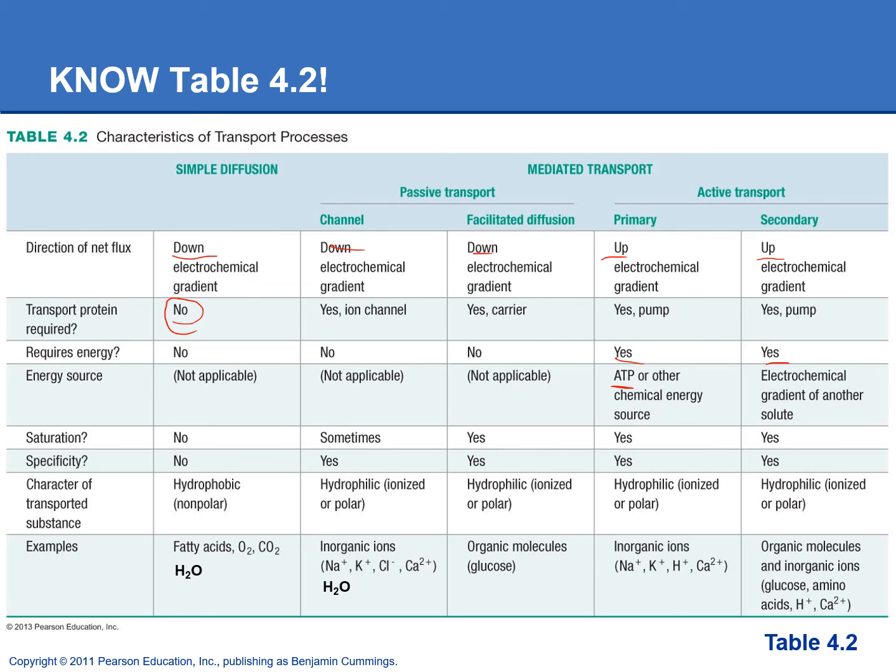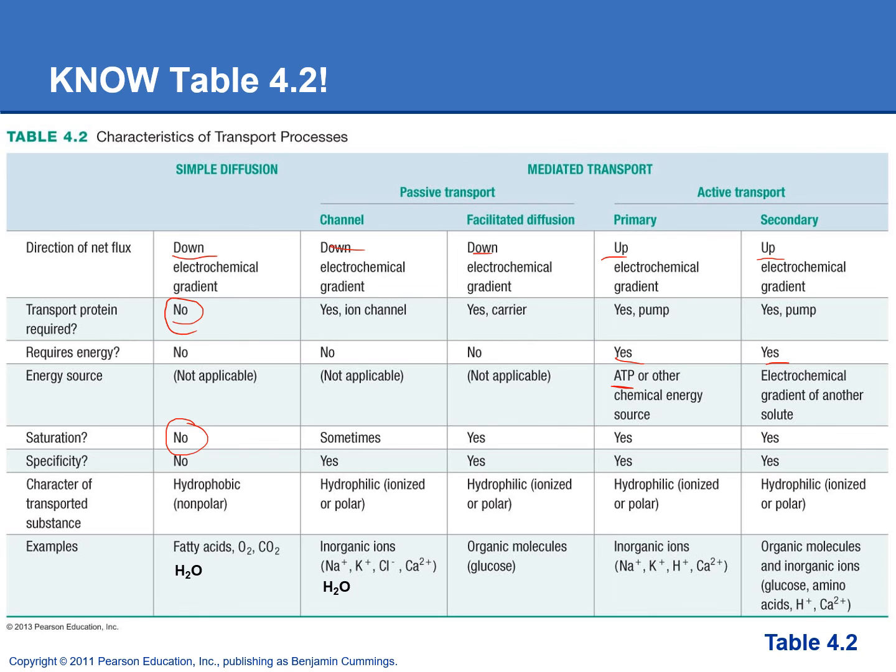And then also, do things become saturated or not? Simple diffusion, because you're not using a transport protein, you're not going to become saturated. So the bigger the concentration gradient, the more molecules you can move across. Whereas all the others, using a transport protein, can become saturated, and they get to a point where you can't move any other molecules any faster across the membrane unless you put out more transport proteins.